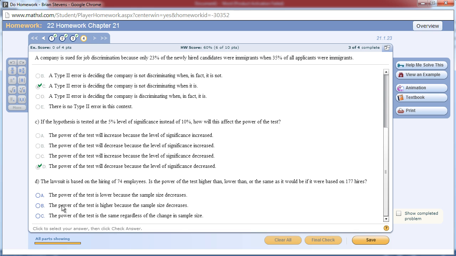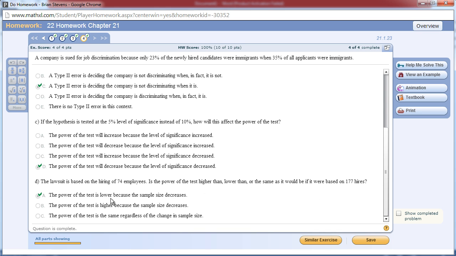So the power will increase because the sample size, let's see here, is the power of the test higher than, lower than, or the same as if it were based on 177? Let me scroll here. And the power of the test will be lower. Let's look at this. We seem to have things reversed again. The lawsuit is based on hiring 174. Is the power of the test lower than... Wow, they make this so confusing.